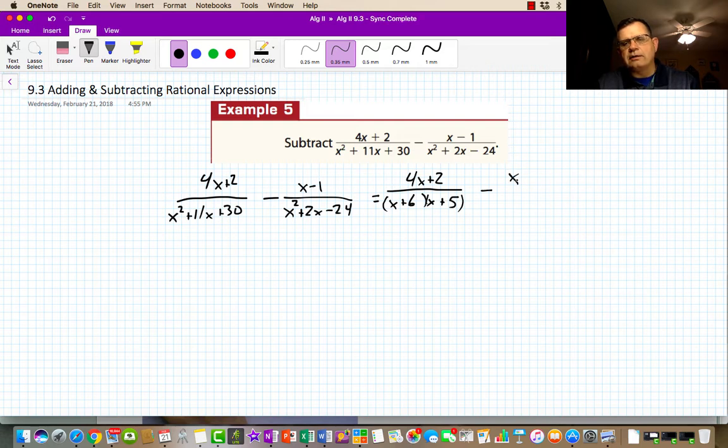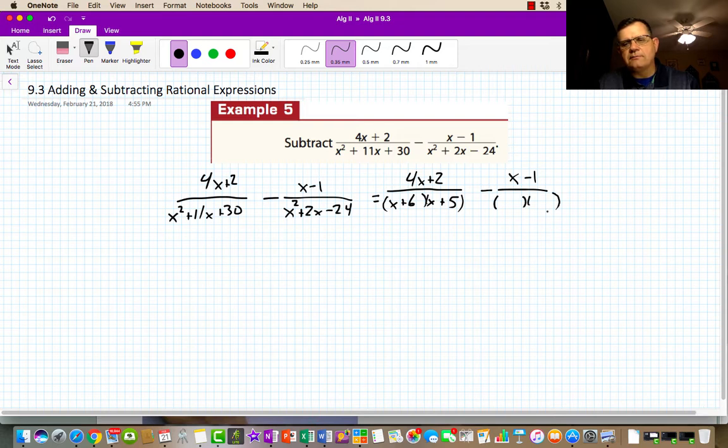Then we subtract x minus 1. 2 sets of parentheses. X has to be here to get x squared. Two numbers that multiply to give me minus 24 and add to give me plus 2 are plus 6 and minus 4. Okay, so now I look at my denominators, and you have to kind of find the lowest common multiple. So x plus 6, got them both. X plus 5, there is no x plus 5 over here.